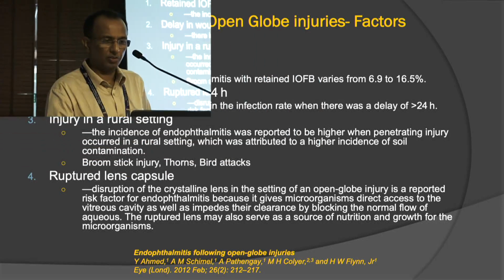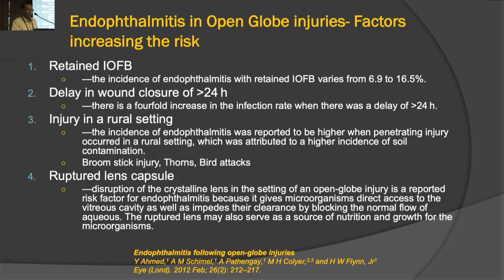So, intraocular foreign body endophthalmitis. It's an emergency. Now, the endophthalmitis in open globe injuries, there are some factors which are increasing the risk. For example, when you see an open globe injury, this is a situation where you have to be worried about endophthalmitis. One is a retained intraocular foreign body. Then, second is a delay in the wound closure of more than 24 hours. So there is a fourfold increase in endophthalmitis when the delay is more than 24 hours.